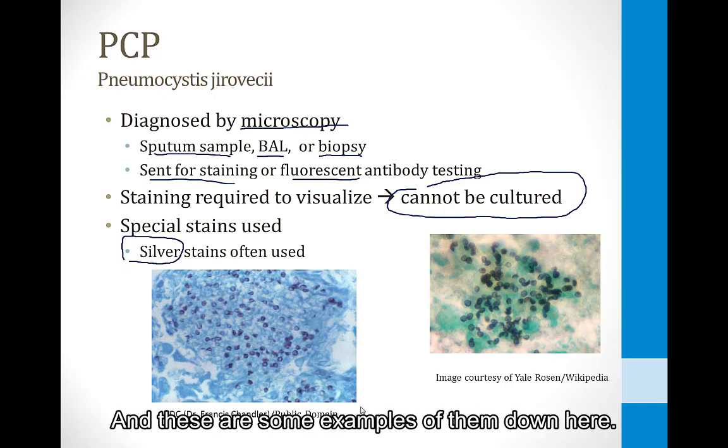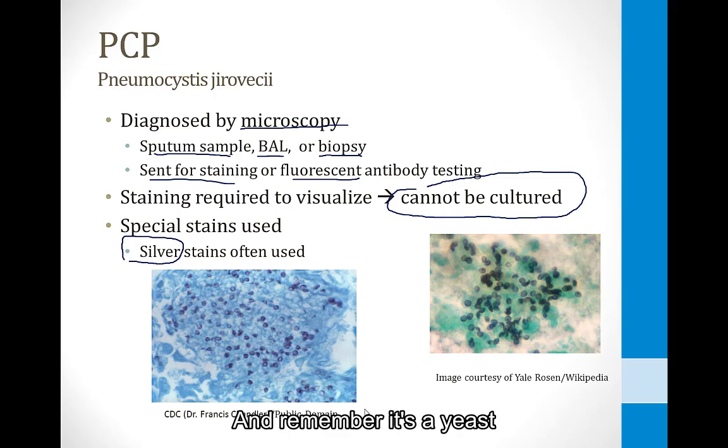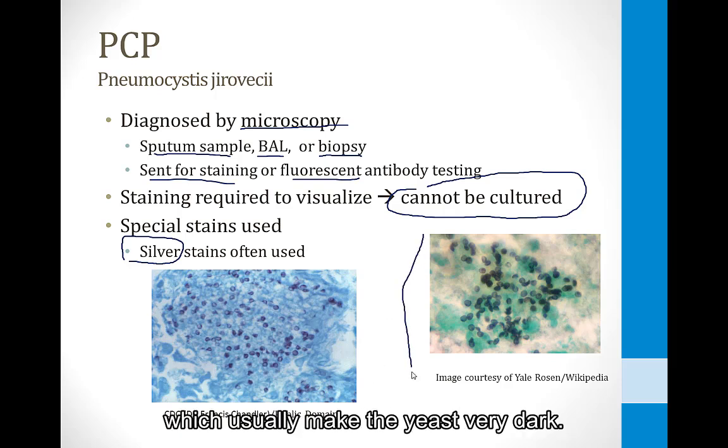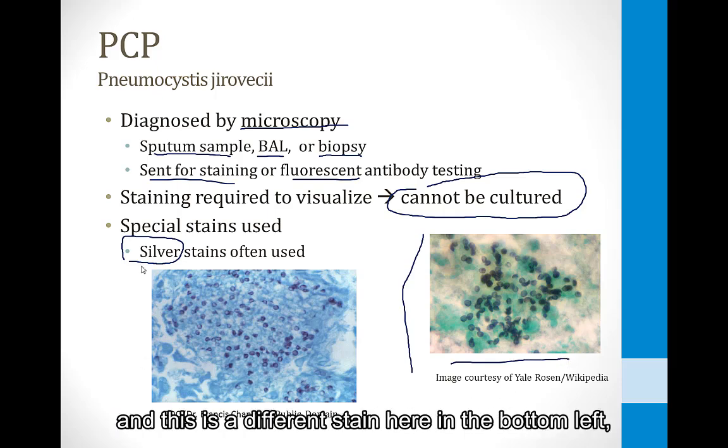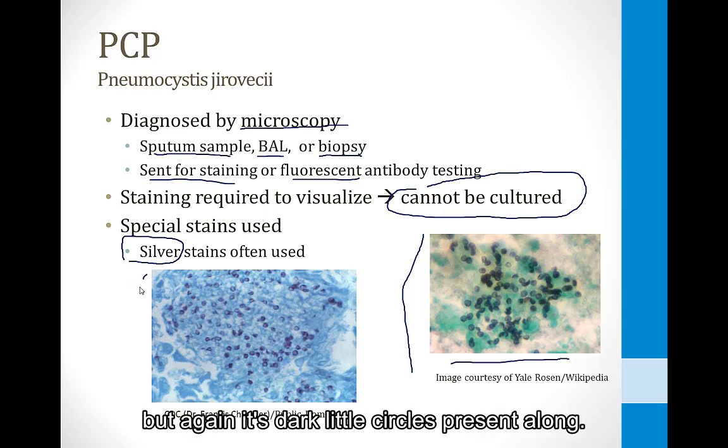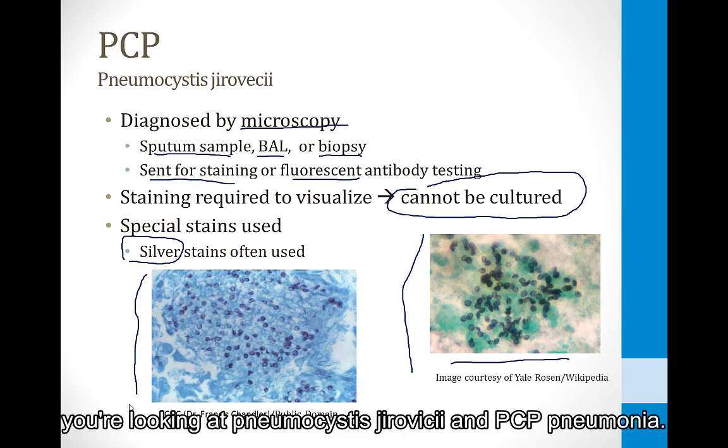And these are some examples of them down here. And remember, it's a yeast, so you're not going to see any hyphae. You're going to see small circles. And they use silver stains, which usually make the yeast very dark. So you can see how there are dark little circles in the lungs in this picture on the bottom right. And this is a different stain here in the bottom left, but again, it's dark little circles present in the lungs. And if you see those, you're looking at Pneumocystis jirovecii and PCP pneumonia.